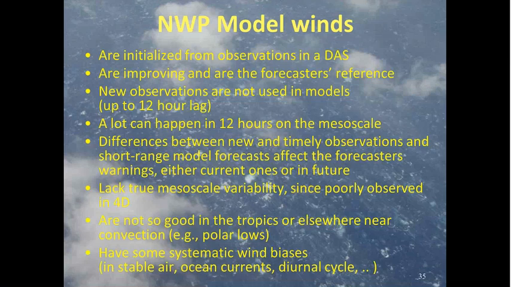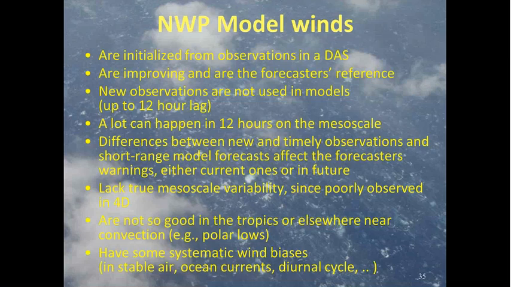New observations are not used with the 12-hour lag. So a lot can happen, of course, in 12 hours on the mesoscale. So if you then have new timely observations, you could, of course, then check and amend warnings, either current ones or the ones that you are planning to issue for the future.